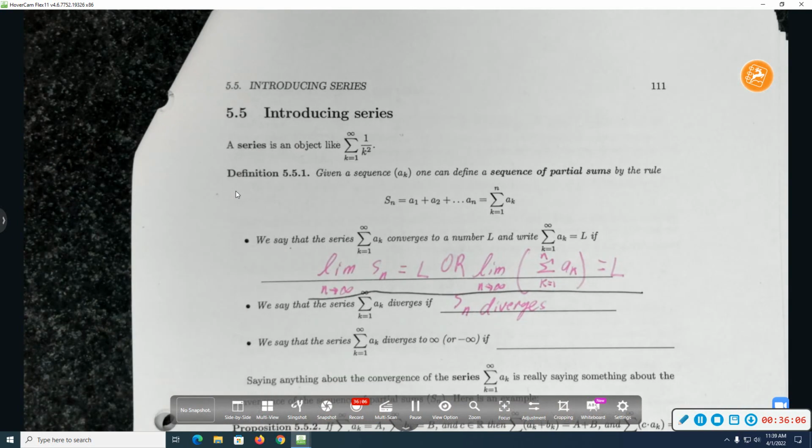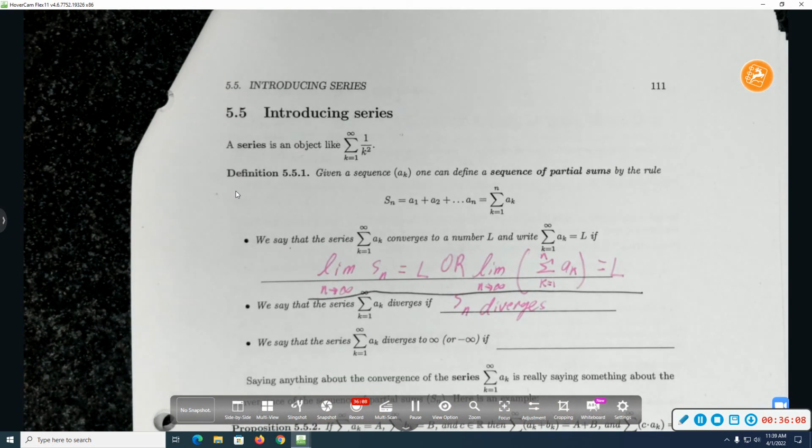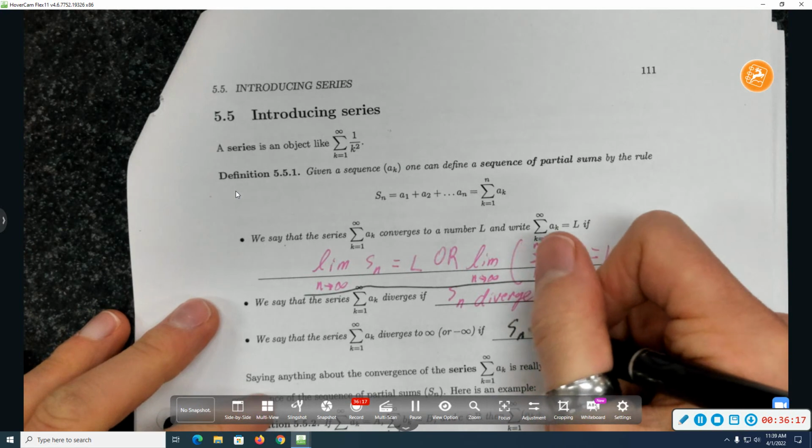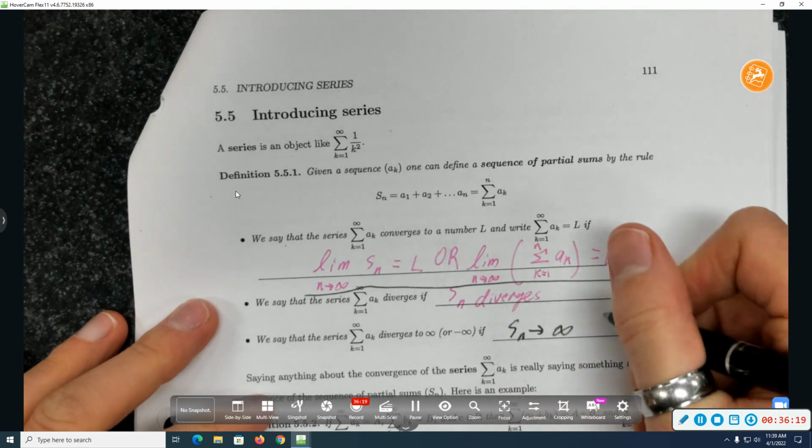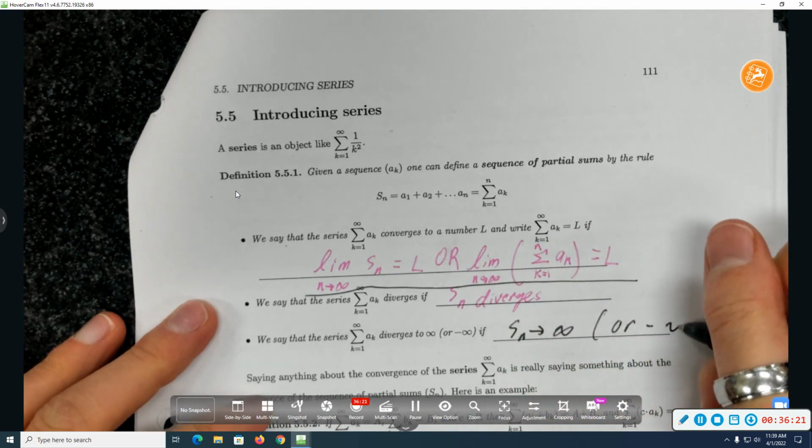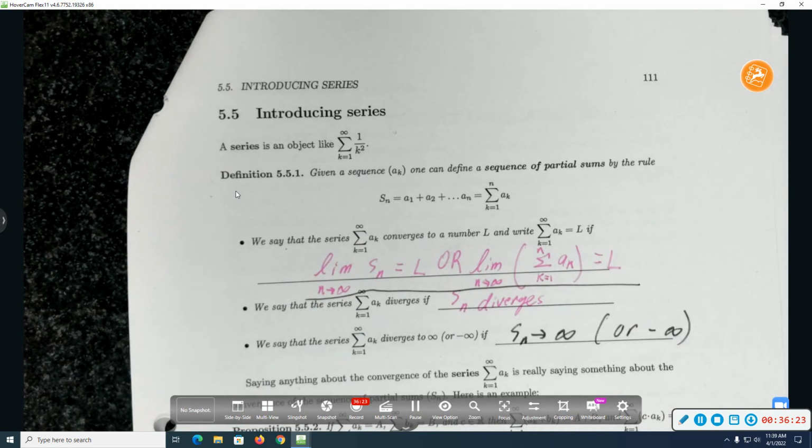A series diverges to infinity, or minus infinity if you like. What should that mean? When S sub n diverges to such a place? Yeah. But hopefully that definition is just what you would intuit anyway.